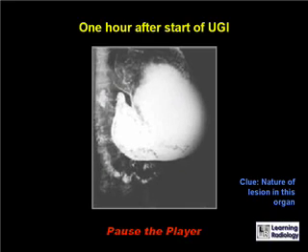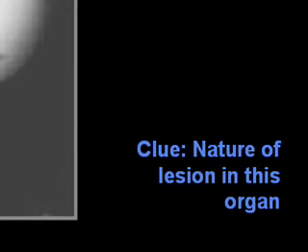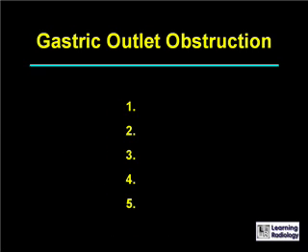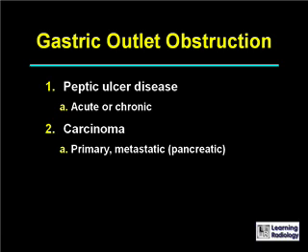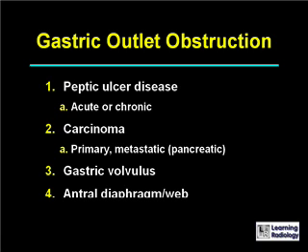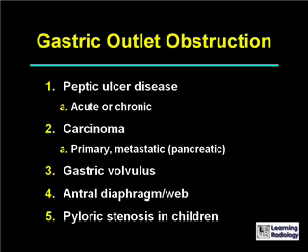Is the next differential diagnosis. The differential diagnosis is for gastric outlet obstruction. There are 5 main causes. The 5 main causes for gastric outlet obstruction are peptic ulcer disease, acute or chronic, carcinoma of the stomach, primary, metastatic, such as from the pancreas, gastric volvulus, an antral diaphragm or web, and in children, pyloric stenosis.